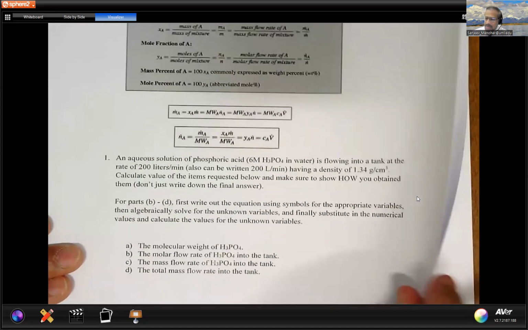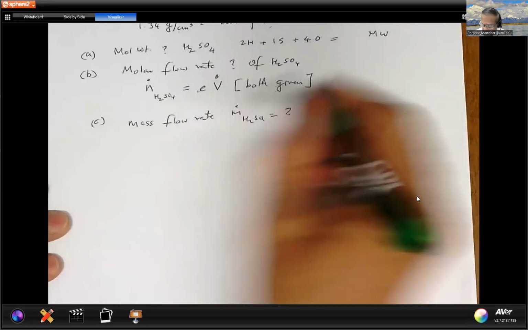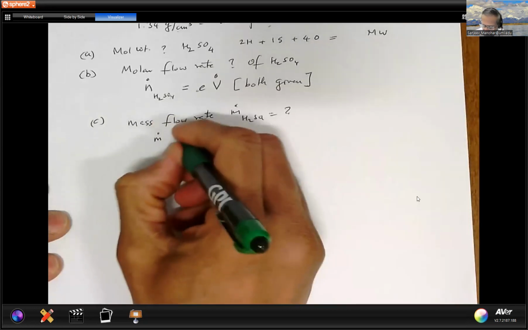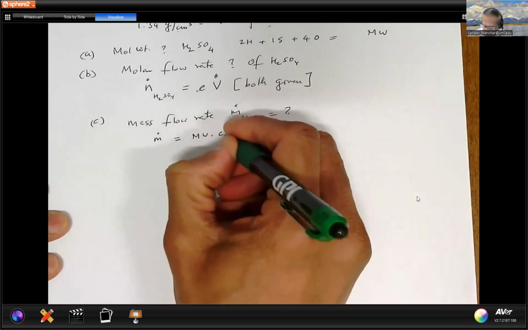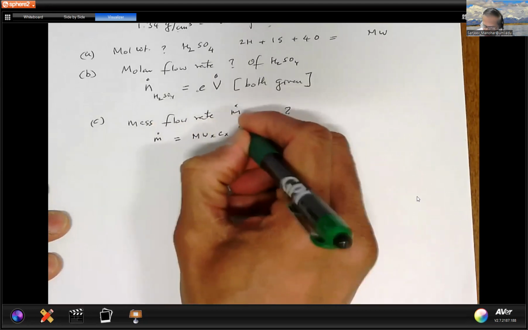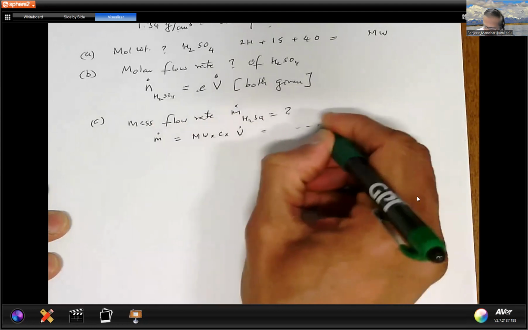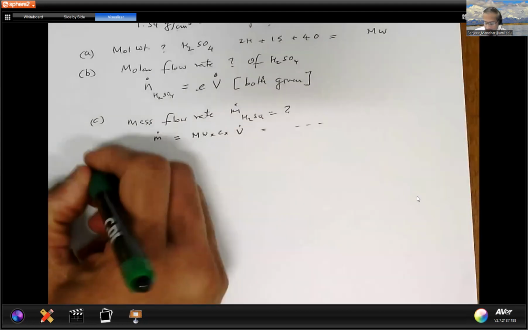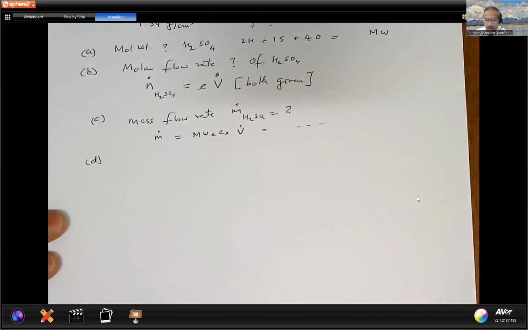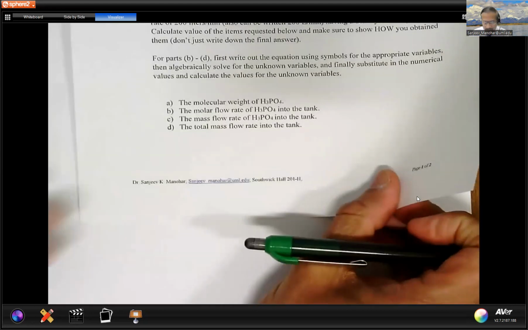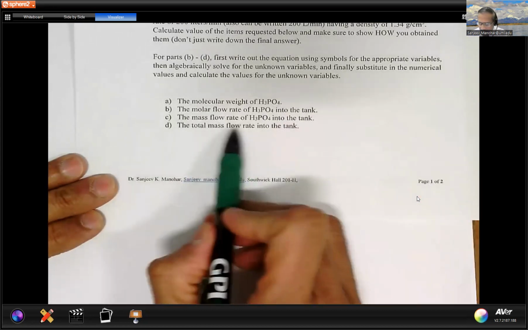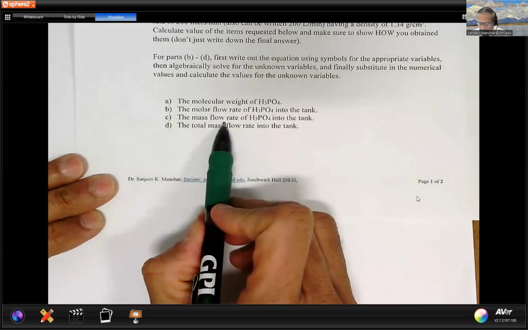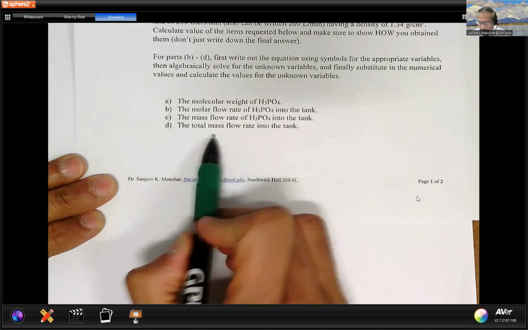Now, you see what I'm saying? I'm just giving you hints. I don't want to do it for you. So mass flow rate is what? Molecular weight times concentration times volumetric flow rate, right? And so on. So what is D? The total mass flow rate of the system, right? What is D?